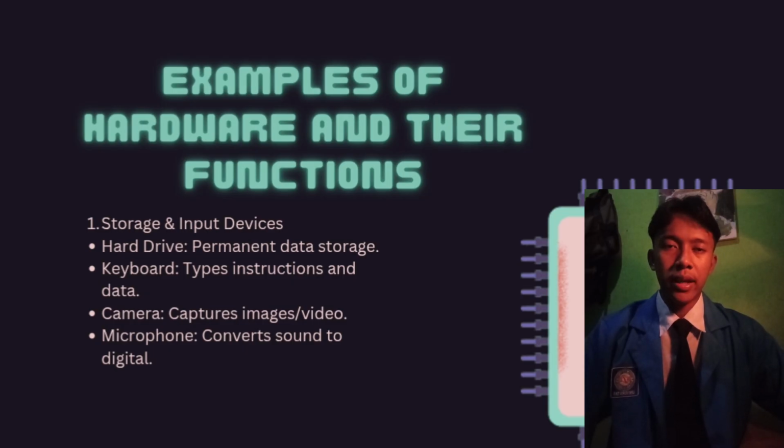Examples of hardware and their functions. There are various types of hardware, each serving a specific function. Here are some examples. Hard drive. A hard drive is the primary storage device in a computer. Its function is to store data permanently.